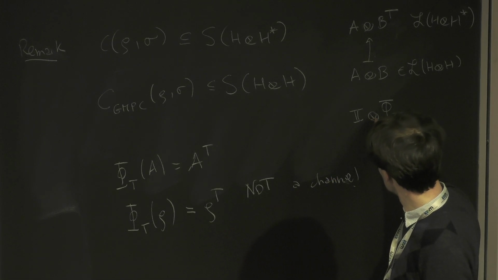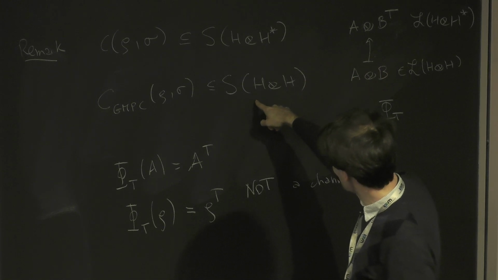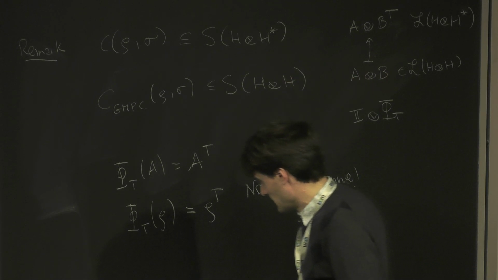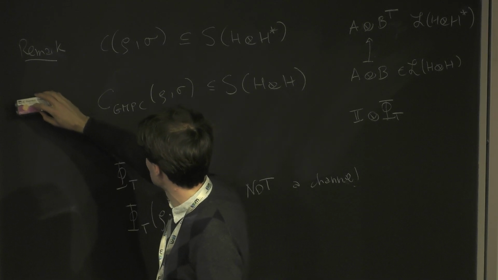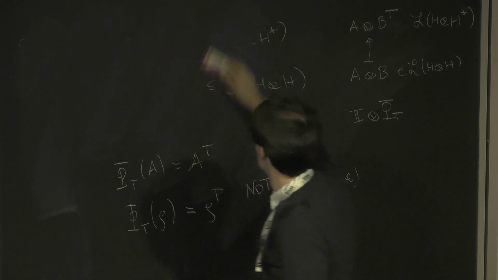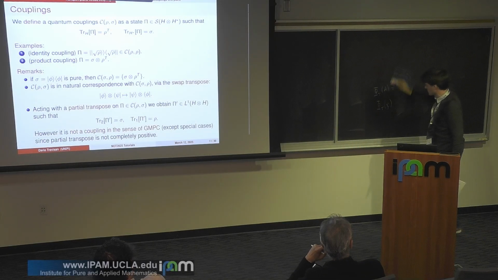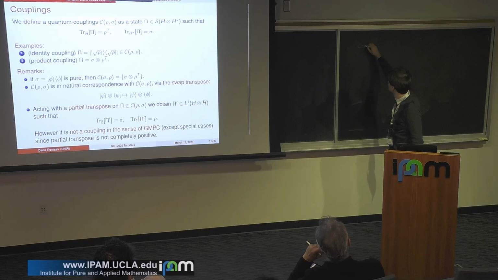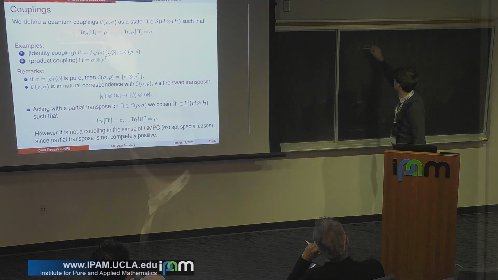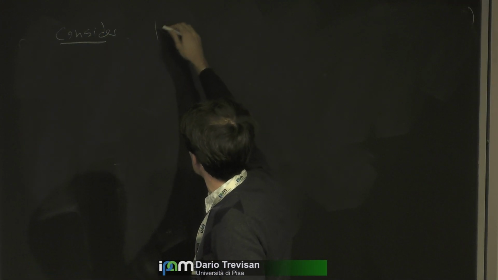So if you do the identity tensor phi transpose, exactly this map here does not map the states into states in general. And the simplest example is, again, the Bell state. So can I erase here? Or example or exercise, maybe we can do it together, so it's simple. So consider, this is well known, it's not something that we discovered, but it's an important thing to know.